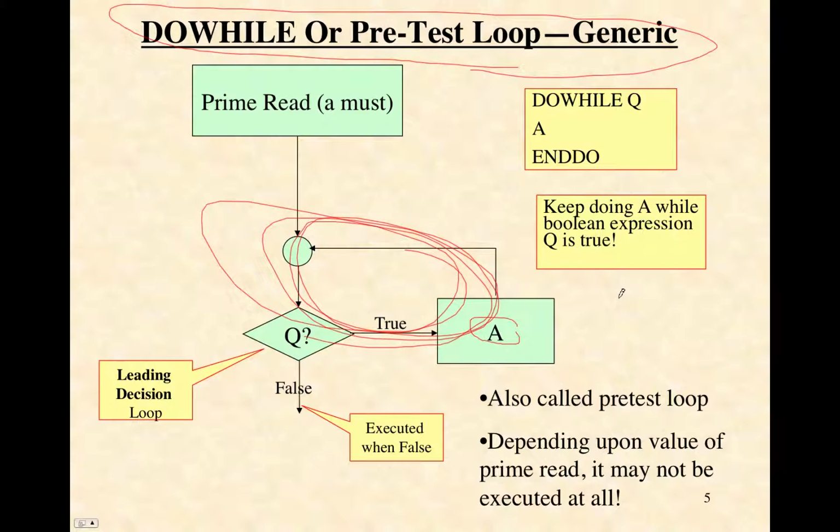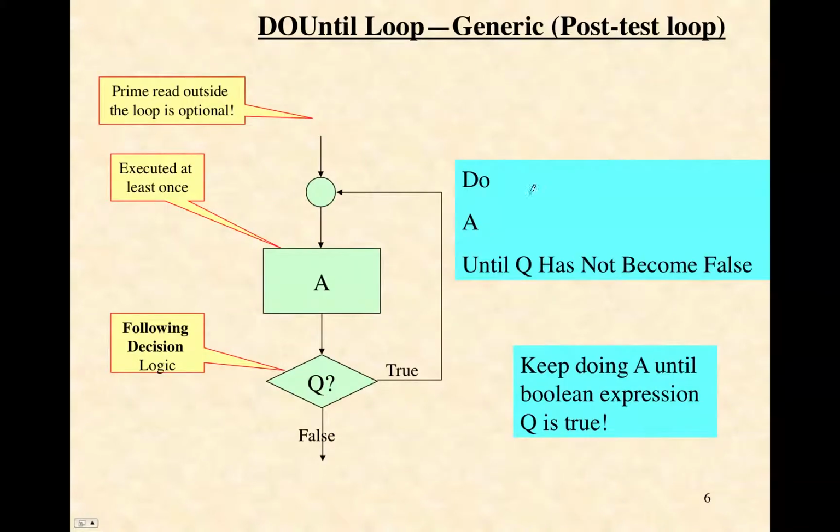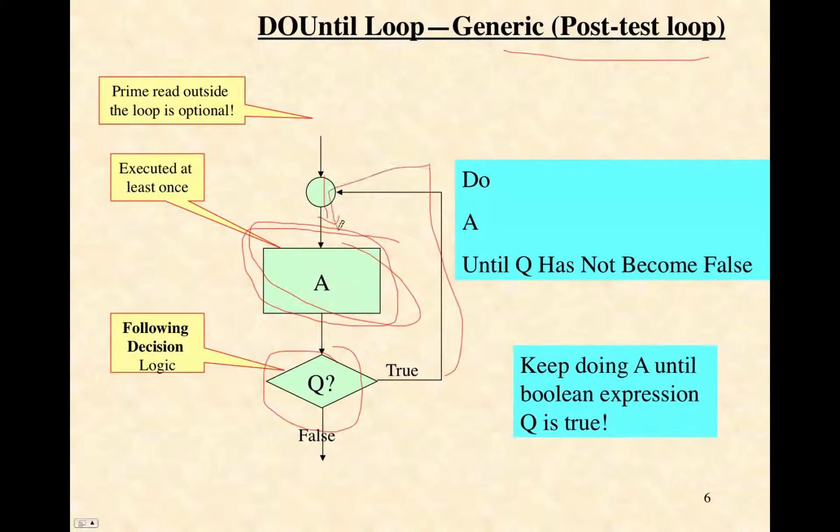Posttest loop must execute at least once. This is the do until loop, or a generic posttest loop. You actually enter the structure and actually you do the task at least once. And then you test the condition q. If that is true, then you go back again and do the task again. But if condition became false as a result of doing this task A, which would include, of course, changing this condition, then you will exit.